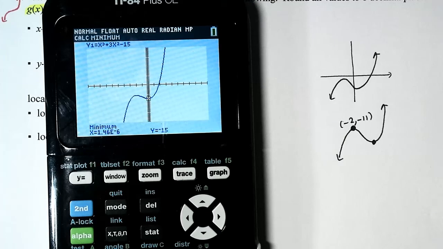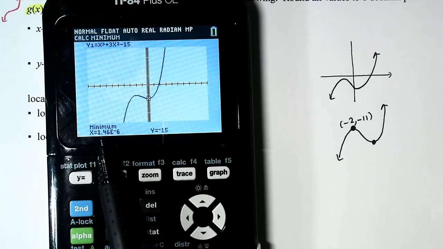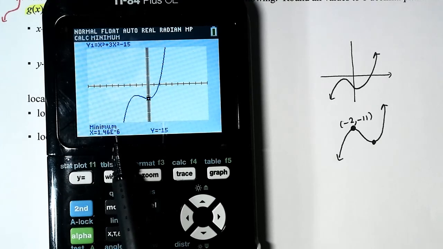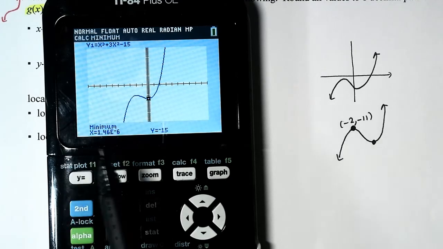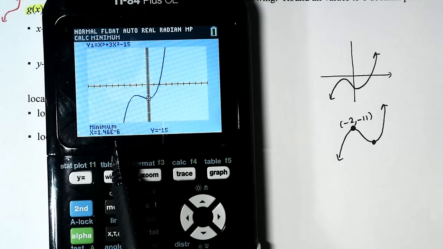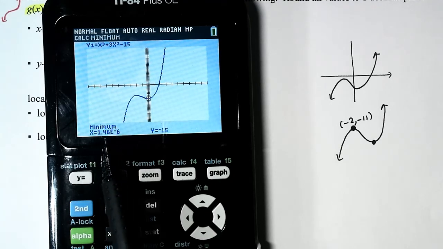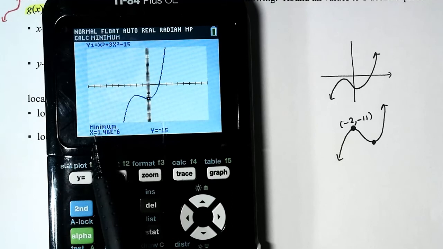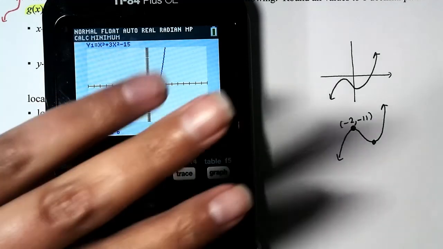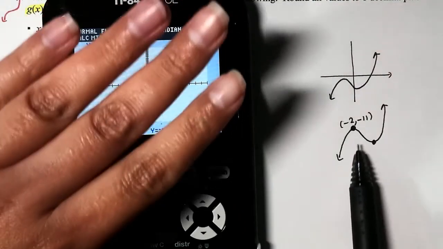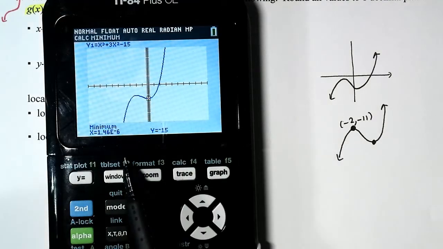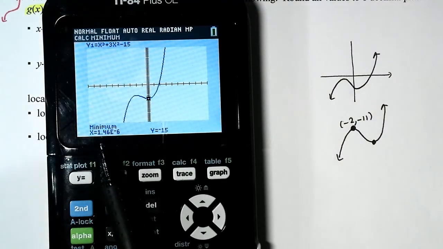Okay, so let's go ahead and talk about this. The minimum says 1.46 E and then -6. This is a notation for scientific notation. So this means 1.46 times 10 to the -6 power. So in this case, when we move the decimal point 6 spaces to the left, that will give us 0.00000, yeah, you got that right, 5 zeros followed by 146, which is code for 0.